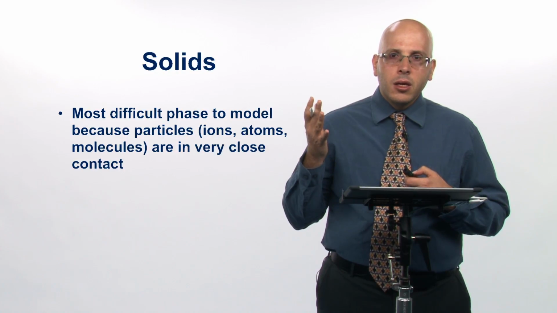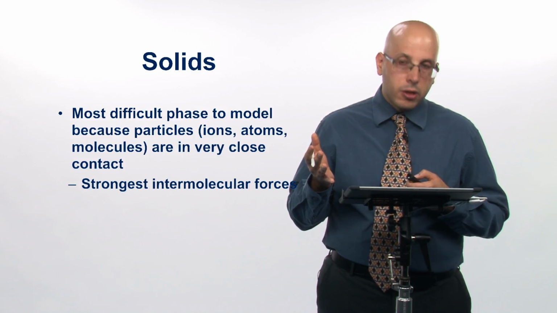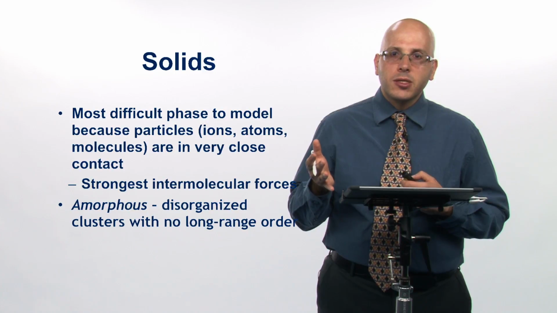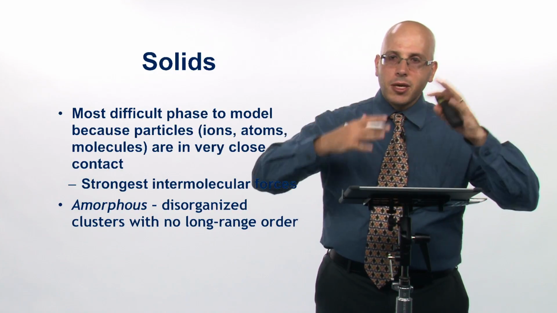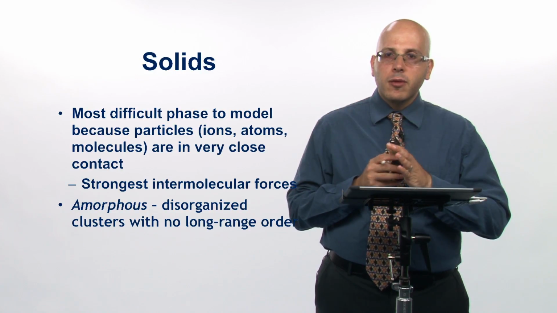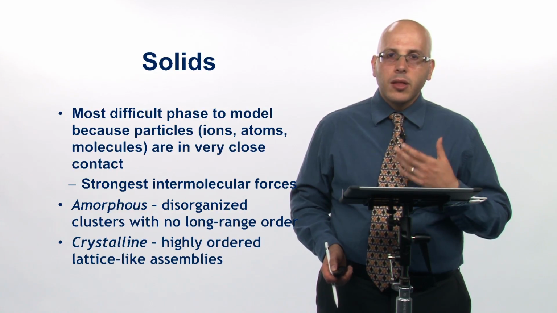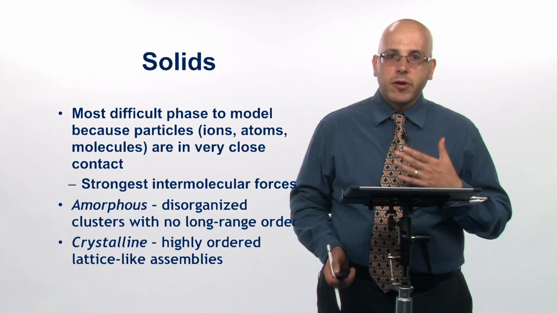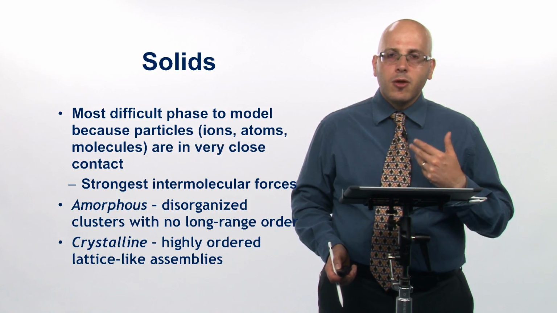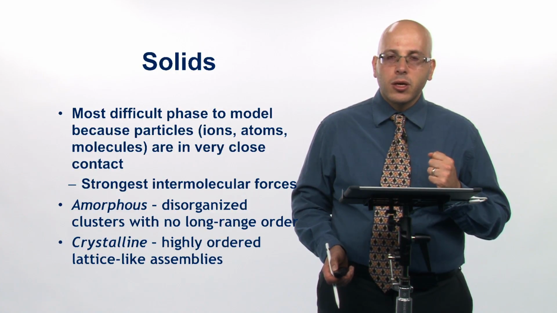So as far as solids go, we're going to kind of focus on two different kinds of solids. Okay, there are amorphous solids, which basically means that they're disorganized clusters with no long-range order. Think of them as kind of blobby and they're moving around. Or they can be crystalline solids. And in the crystalline solid, there's a highly ordered lattice-like assembly. Okay, so we're going to focus on the crystalline solids, where things are very repetitive and orderly. Okay, amorphous would be more like a kind of Play-Doh kind of clay that doesn't really look the same everywhere. It doesn't really have like a long-range order.